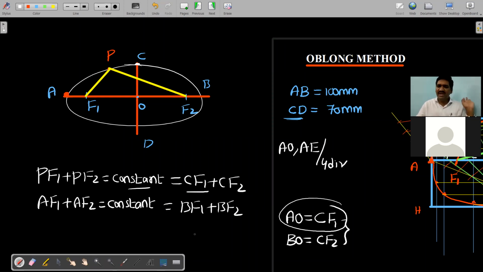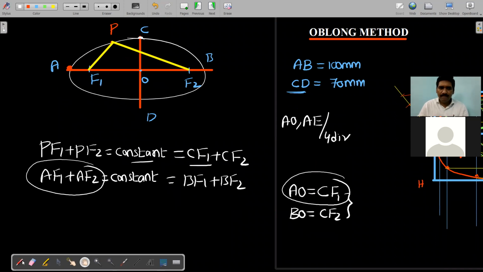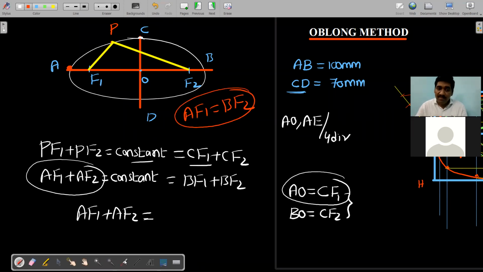Now you take this point, all of you. Very simple. You just take this one. So AF1 plus AF2, let's see. Now tell me all of you, from this ellipse I can say that AF1 is equal to BF2 or not? That is the property. The distance from the major axis end to F1 is the same as the distance from the other end to F2. So finally we can write definitely AF1 is equal to BF2. Check it in the figure, observe all of you. AF1 is equal to BF2.